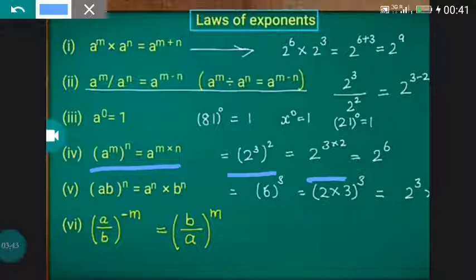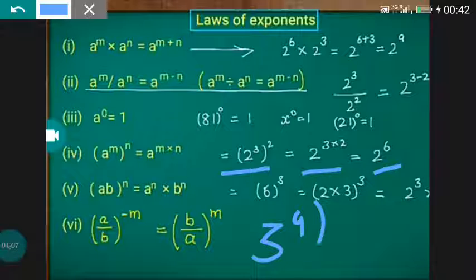So we'll take 2 raised to power 3 into 2, which is equal to 2 raised to power 6. This particular thing, students, most of the time many students get confused. They take it as 3 plus 2, that is 5. Remember, whenever two powers are written with a bracket, the relationship between the two powers is of multiplication. So the two powers will be multiplied, that means it will be 2 raised to power 6. Clear?